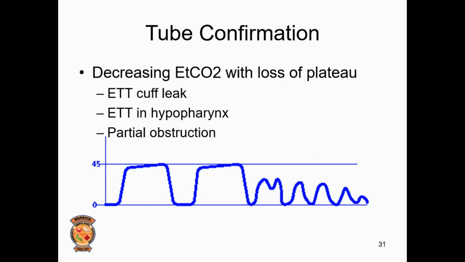The nice thing about the partial obstruction is you're not going to have a complete loss of waveform. Like in the last slide, it went almost straight to zero. You'll see on this slide that it looks kind of like a point, almost like a Hershey kiss. And that's usually indicative of a partial obstruction or a problem with a valve on a ventilator, or the BVM is having an issue or something along those lines.